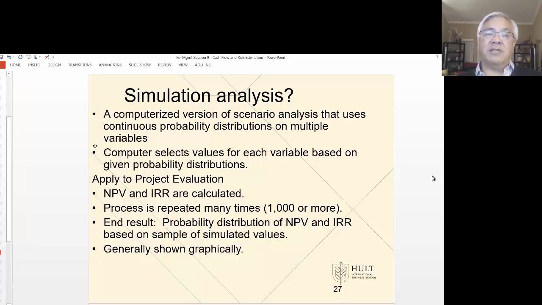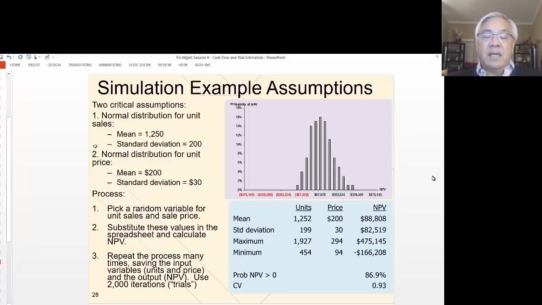Sometimes you hear the term Monte Carlo simulation, and we use this to run thousands of iterations to get kind of what is the central tendency of the reported results of the NPV, of the IRR. Generally shown graphically, which is quite a powerful set of graphics. All right, so let's look at examples of this.